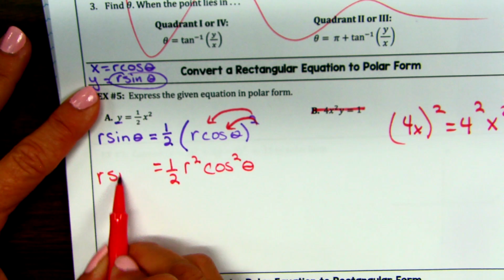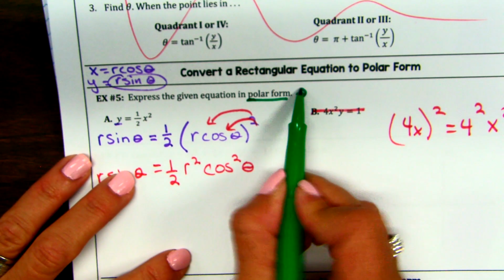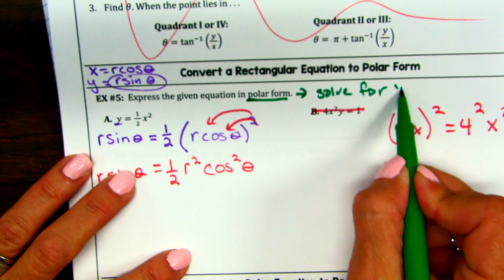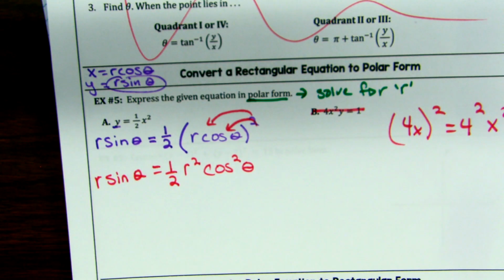Now, here's what you need to know. Anytime you're doing polar form, you have to solve for r. Solve for r. You need to get r by itself.